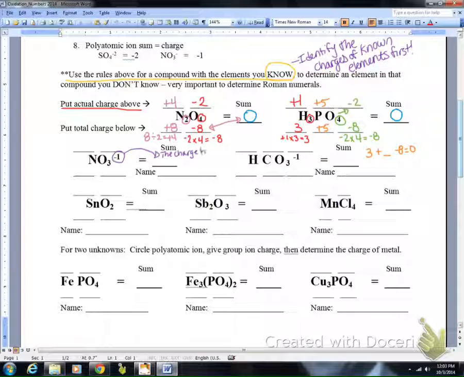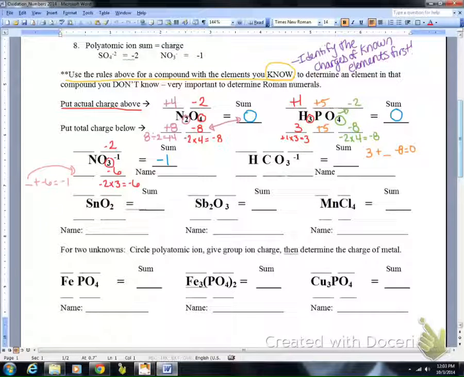Let's move on to one with a charge. So our charge right here is showing us that it's the -1, so that's going to be our sum. And it's important that we identify that because that will help us with our electron distribution. So I know my sum is -1. I know between nitrogen and oxygen here that my oxygen is a -2. I know that I have 3 of them, so my total charge on oxygen is -6.